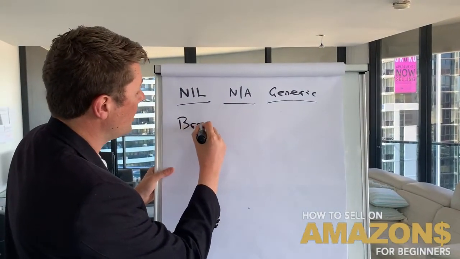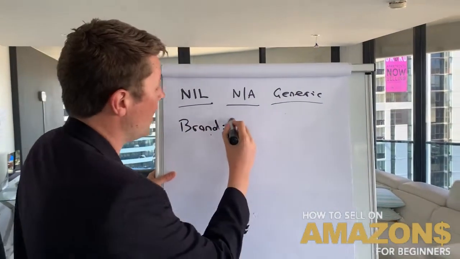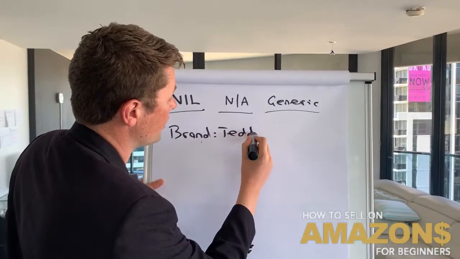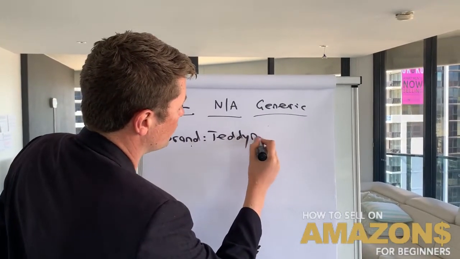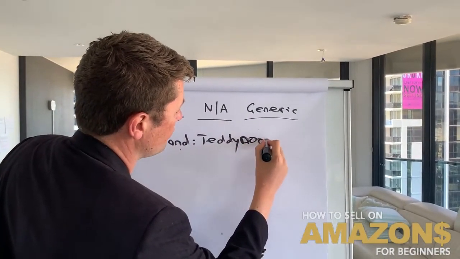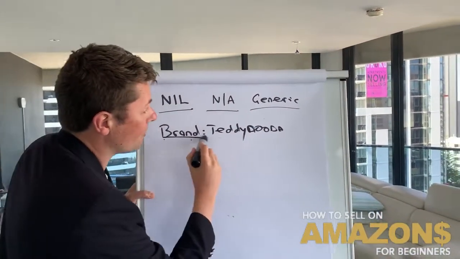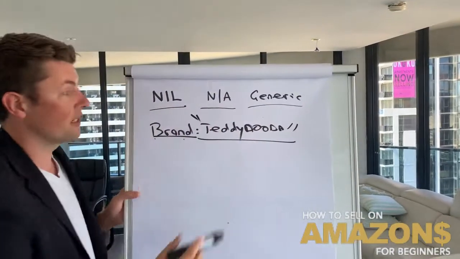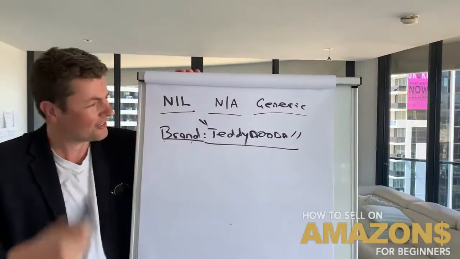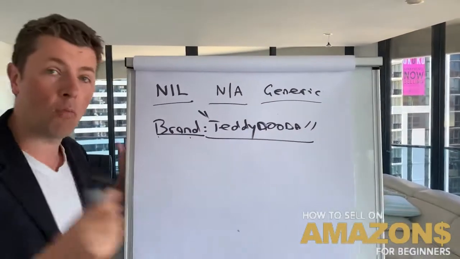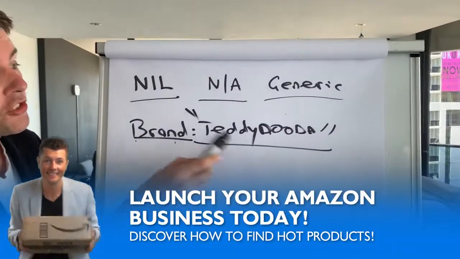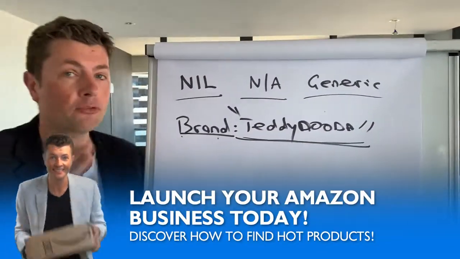So if you're selling teddy bears and you want yours called Teddy Doodah, let's say for example that was your brand. You want on your Amazon listing the brand to actually say Teddy Doodah. So you just tell Amazon that. Now they're going to say, well, you just need to prove that you own this brand. Now I'm not talking about brand registry.